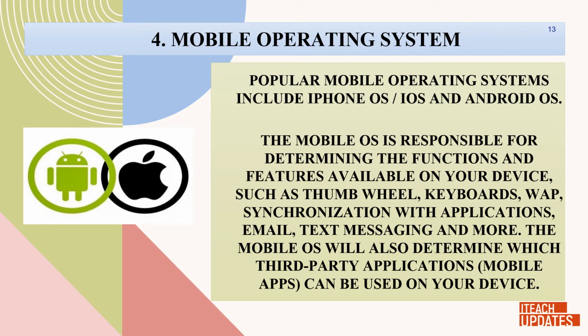The mobile OS is responsible for determining the functions and features available on your device, such as thumb wheel, keyboards, WAP, synchronization with applications, email, text messaging, and more. The mobile OS will also determine which third-party applications or mobile apps can be used on your device.